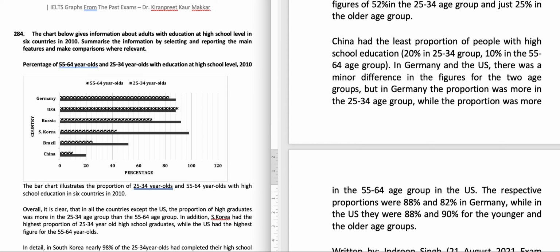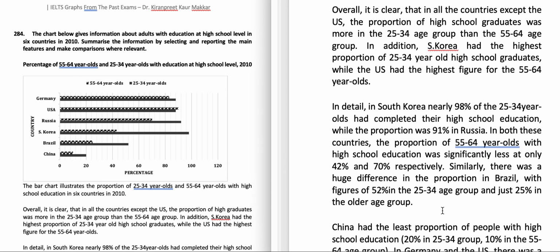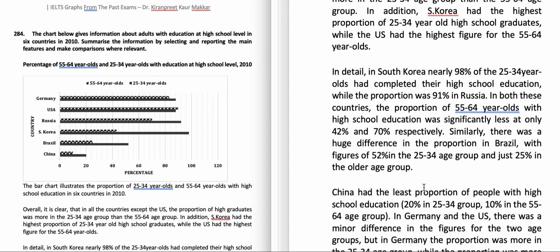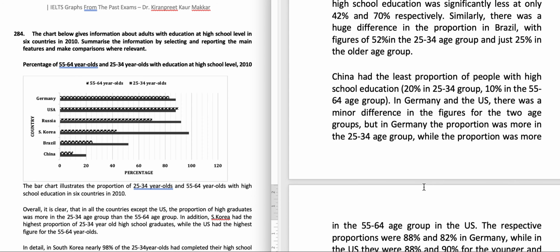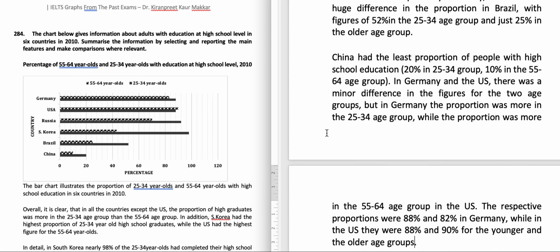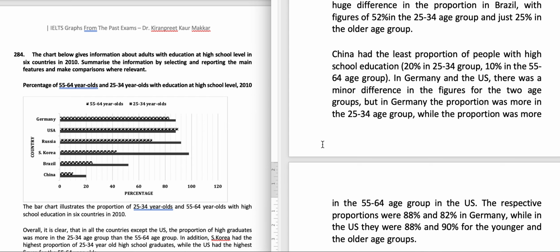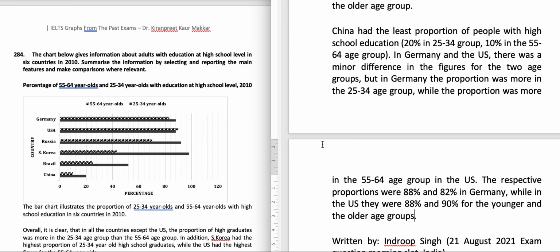So here this is the sample answer that we have prepared, and one sentence intro, two sentence overview, and then about 3 to 4 sentences in each paragraph, and the total comes out to be almost 10 sentences for the whole graph. Here you have to see how you distribute the two paragraphs of the body. I've taken these three countries because there's a lot of difference in the two age groups. So I've taken them in one paragraph and I've taken the other three in the other paragraph. And this is how it is made.